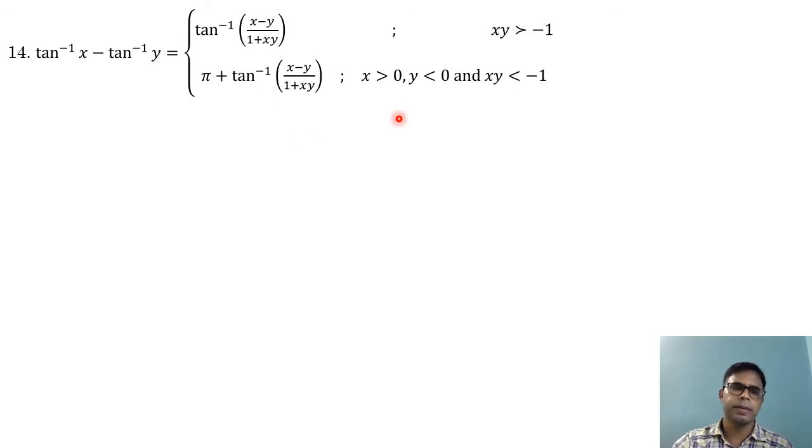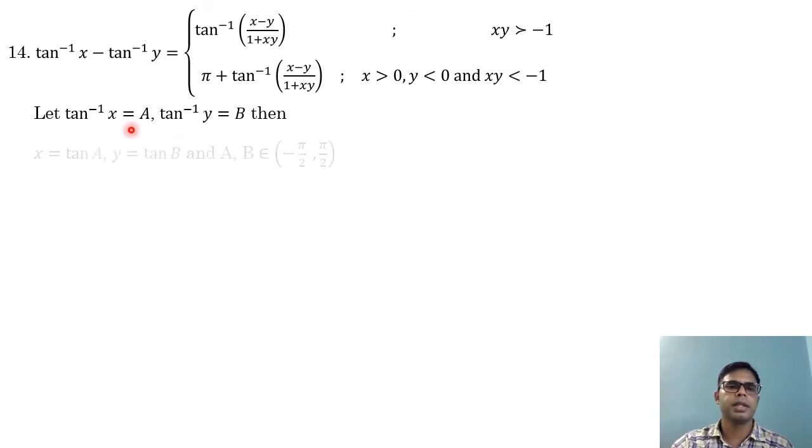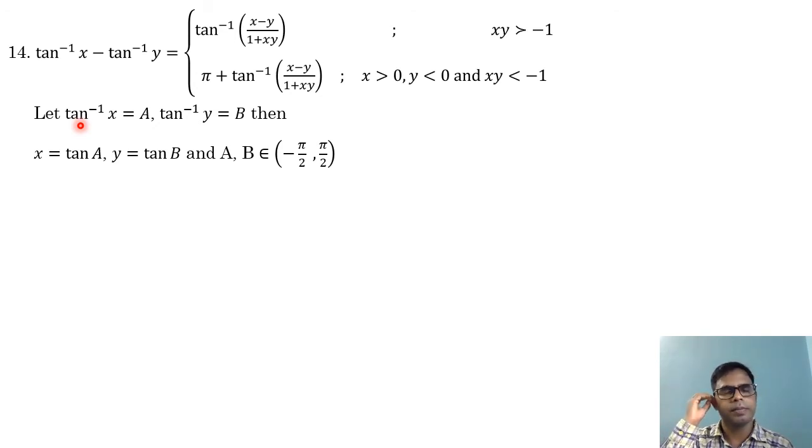So I am going to prove this one. It's very simple actually. As done earlier, take this as a and this as b. So tan inverse x equals a and tan inverse y equals b. From here x is tan a and y is tan b. A is equal to tan inverse x, and the range of the tan inverse function is minus pi by 2 up to pi by 2. So both angles a and b are between minus pi by 2 and pi by 2.